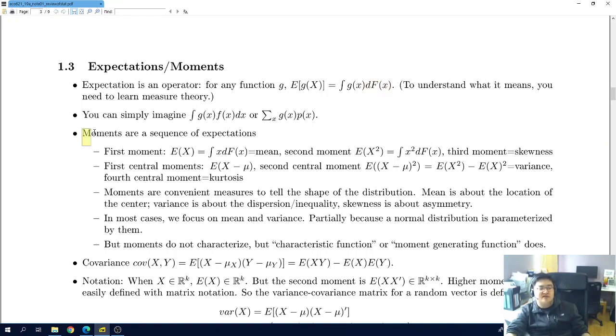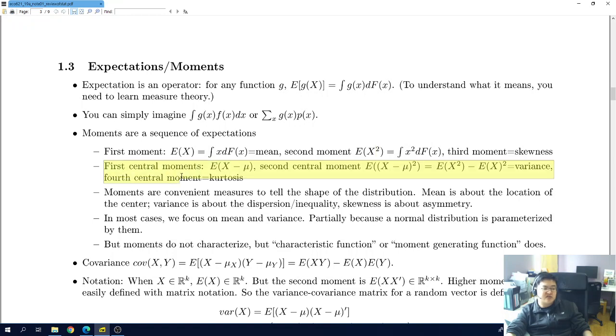And moments are a sequence of expectations. So expectation is a general concept. It is an operator. When you have a function of a random variable, you integrate out using the CDF. And moments specifically imply a certain form of this function. So the first moment is the expectation of the first order polynomial, right? It is the mean. The second moment is the expectation of x squared. The third moment is about skewness, the expectation of x to the 3.